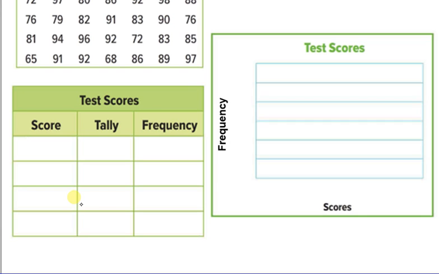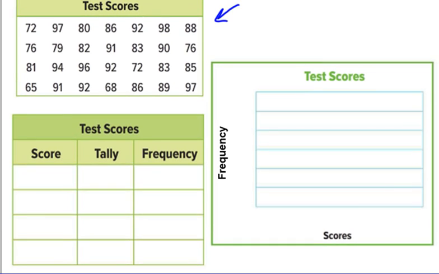So remember that our intervals have to be equal. If one of them spans 5 numbers, the next one needs to span 5 numbers. The easiest way to do that, in my opinion, is, so for example, here we're looking at test scores. What's the highest number in this data? Let's see. It looks like it's 98. What's the lowest number? 60.